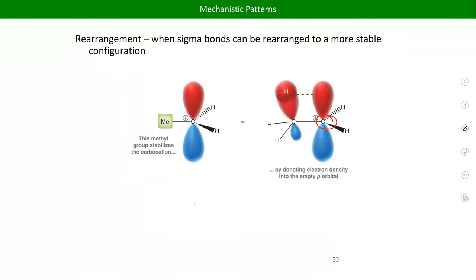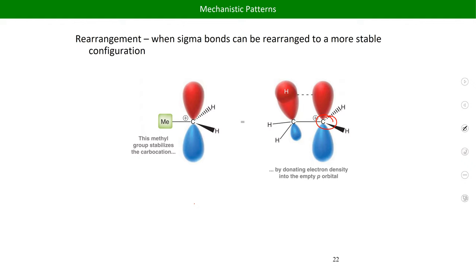If I go back to this slide, those don't look like they're that different of orbitals, right? This is an sp3 carbon-hydrogen bond, and this is an empty p orbital. Well, if you start donating some electron density in there and it starts looking kind of like a pi bond, then all of a sudden that hydrogen is not being held very tightly in one spot. It can just sort of slide over.